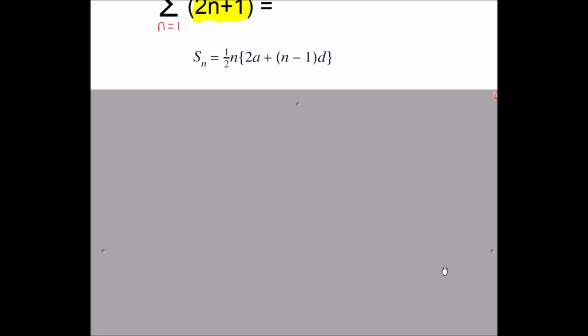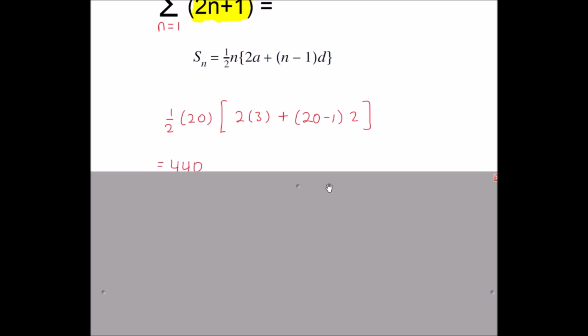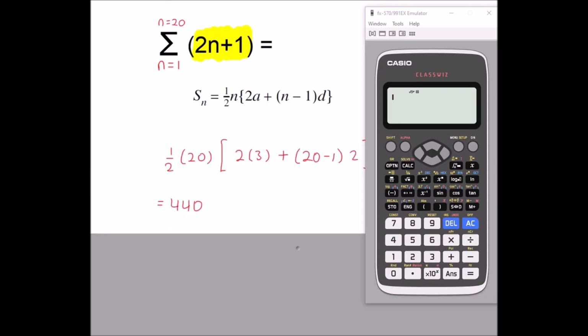The formula for the sum of the first n terms of an arithmetic series is this. If we substitute our values in, we get 440. Using the calculator, we can work out the sum using the sum function for a series. So it's 2. We don't put in n, we put in x instead. So there's the nth term formula from the first term up to and including the 20th term. Now this is good for checking.